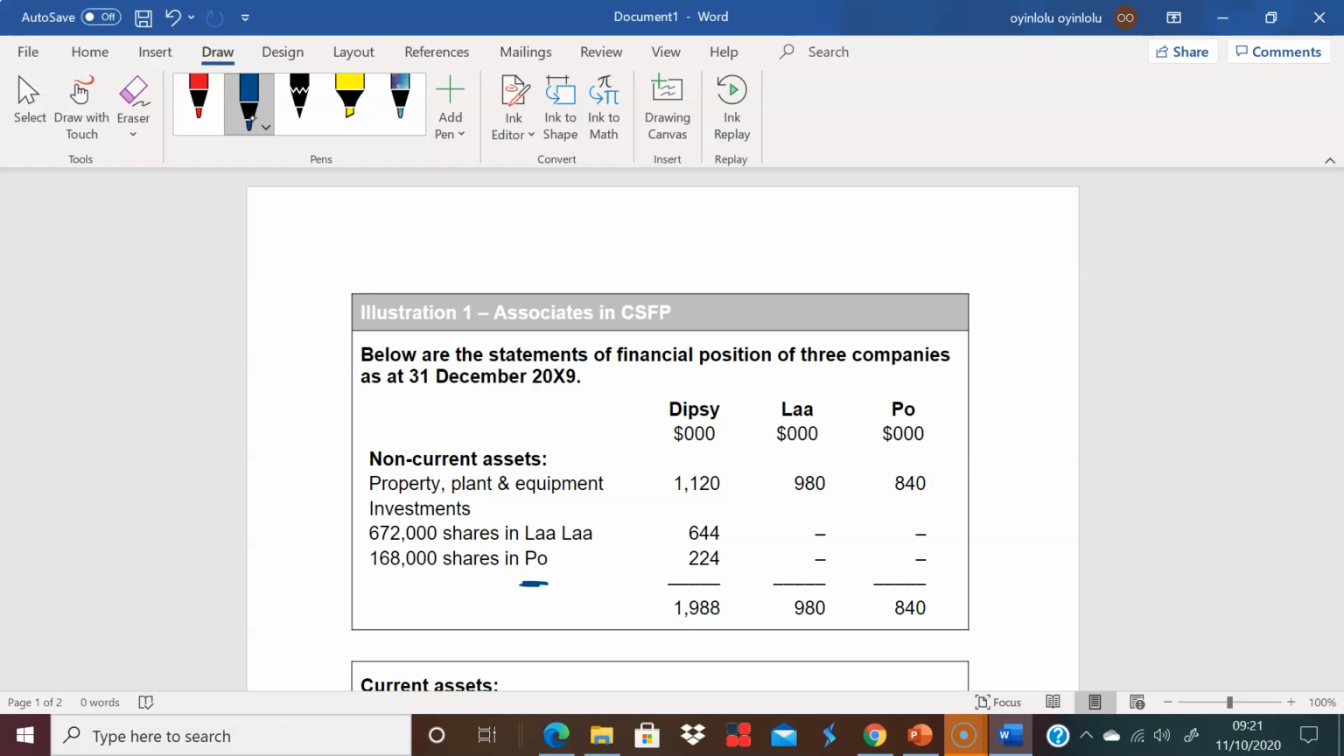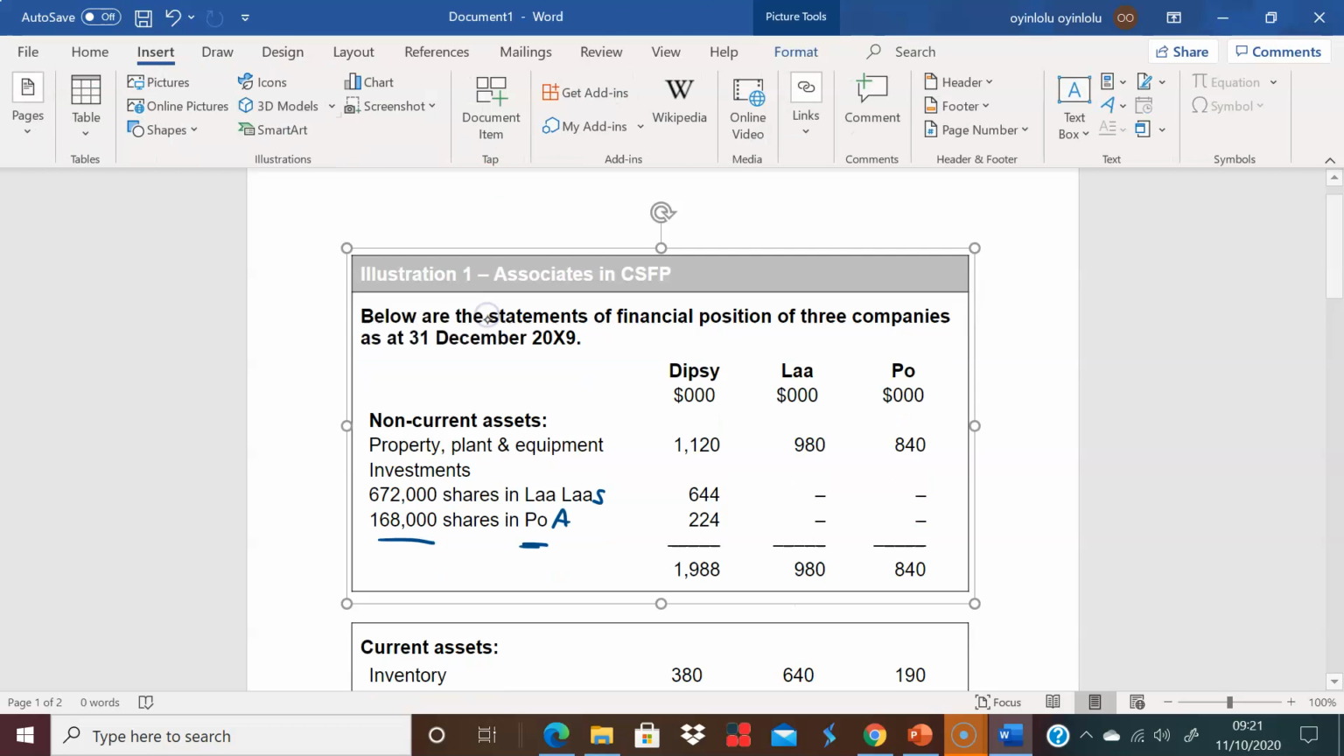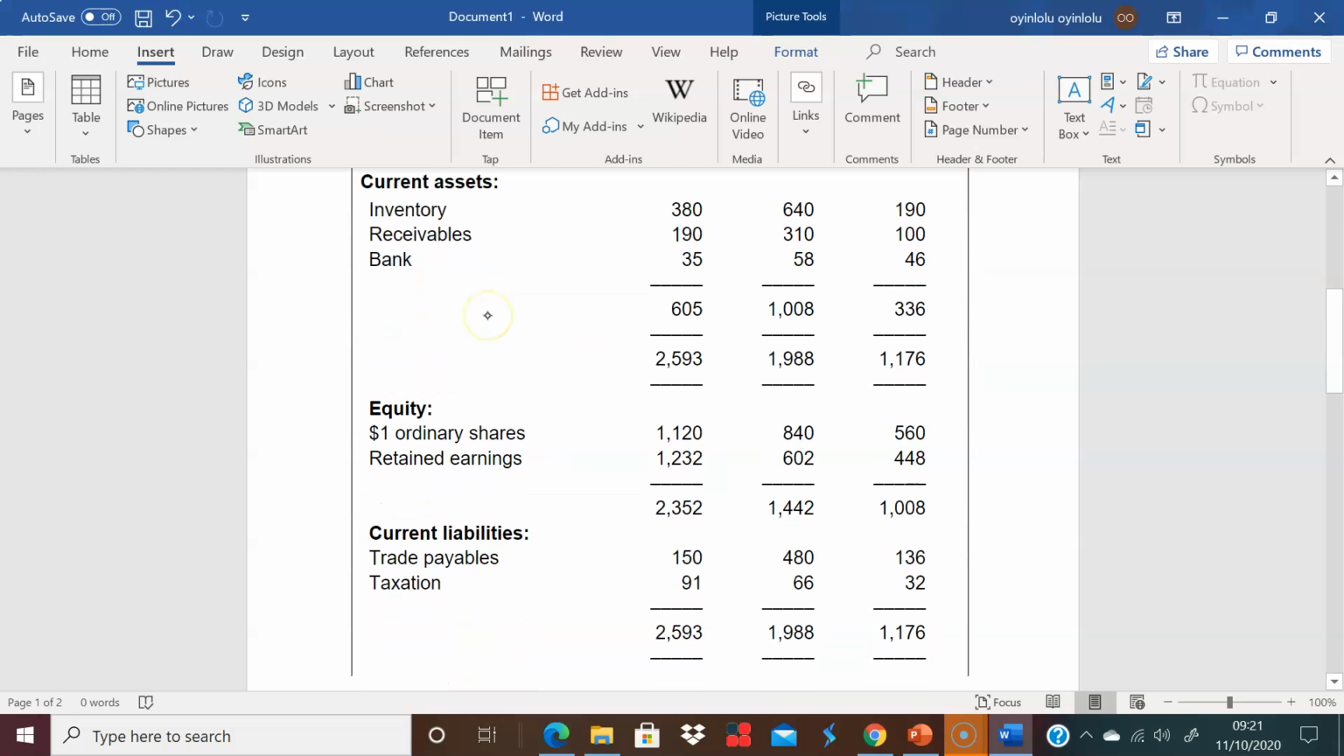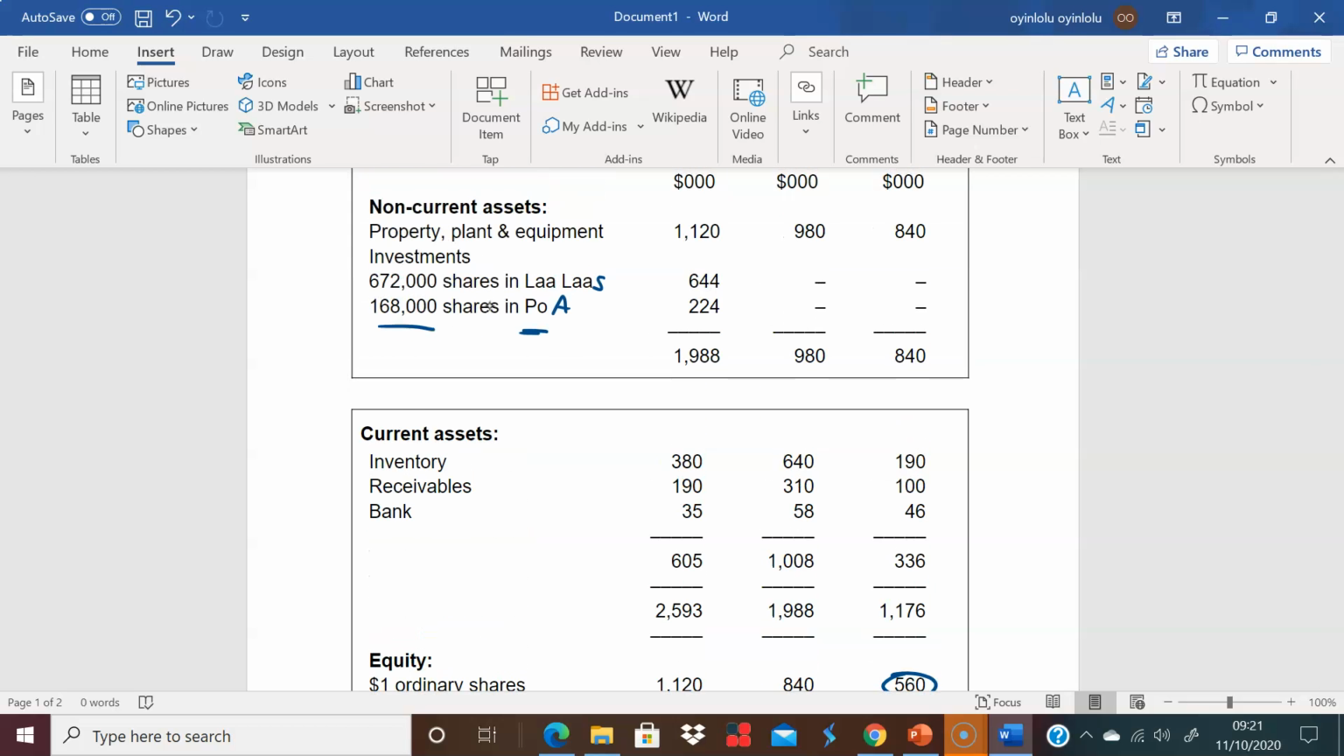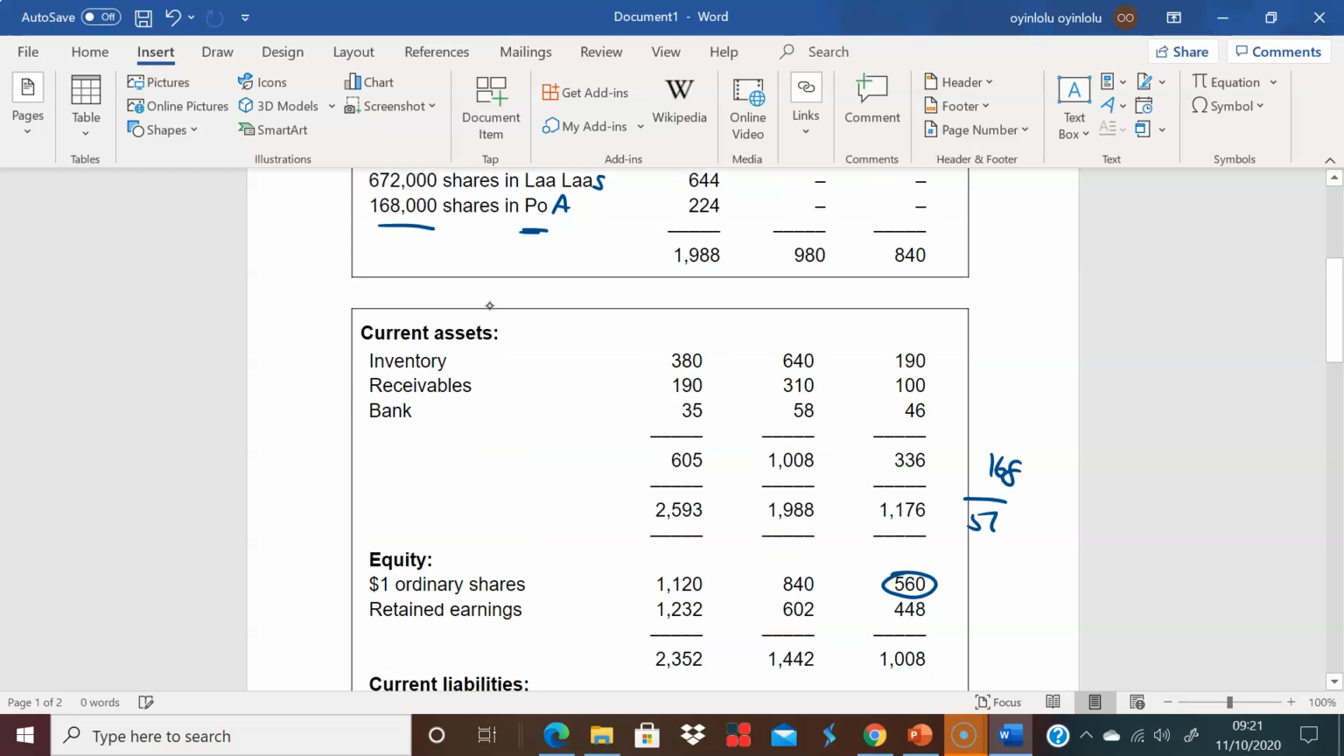Typically, when you have it, it'll lay it out in this way, where the subsidiary will be the first one and the associate will be next. And typically, you might have to go in there and actually analyze to see how much of the associate you actually own. So you see, it says 168 shares in the associate. So you should really go and look at the total ordinary share capital of the associate. And if you look at that, you see that is 168 divided by 560. You see that's 30%. So you can see that it's clearly an associate.